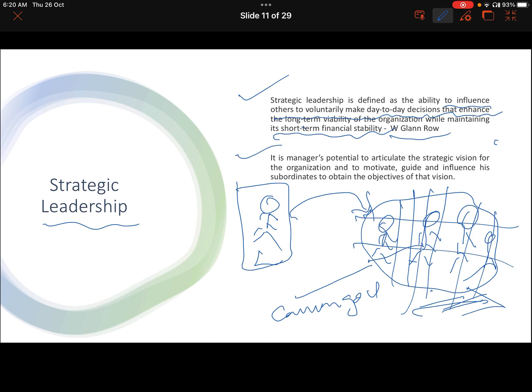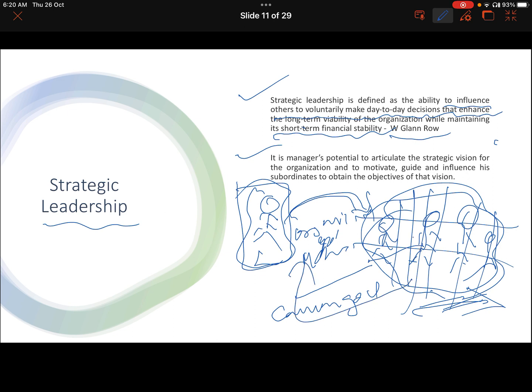Or in other words, in a general meaning, it is the ability of a strategic leader, right, to articulate the organization's goal or motive to all other employees, and guide them, influence them to work towards achieving the organization's motive and vision. Clear, guys? It is the ability of a manager or a leader who will articulate the strategic vision of the company to all the employees and motivate, guide, and influence them to work towards the organization's motive. I hope you guys are very clear with what exactly strategic leadership is.